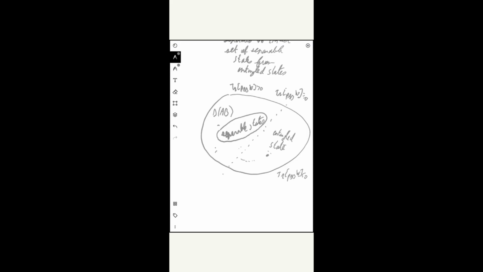So that's why separable states are a subset of the states where the trace of rho AB W is superior to zero, but we have the guarantee that when it's strictly inferior to zero, then it is entangled.